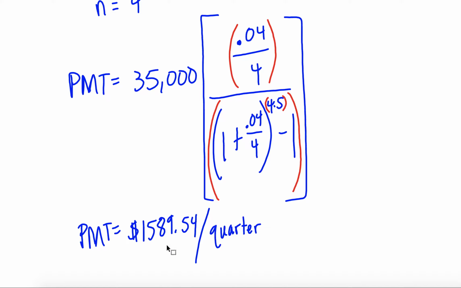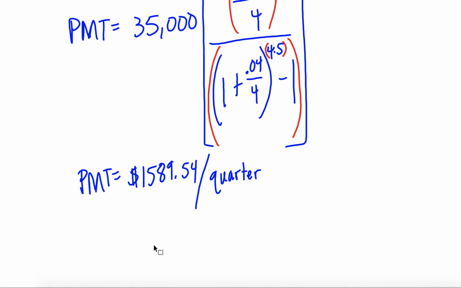$1,589.54 every quarter. Now you probably wouldn't put in 54 cents, but you would want to round this always up, because otherwise if you don't round it up, you won't have enough money. So you want to put in $1,590 every quarter. Probably is what you want to do.